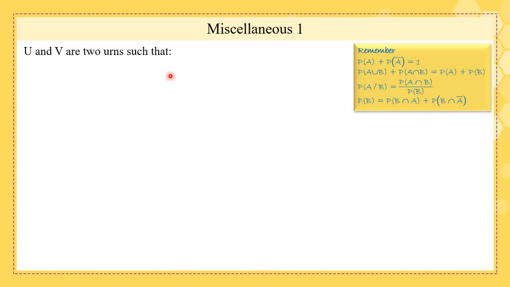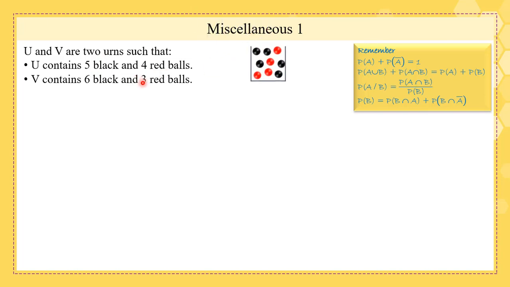Now U and V are two urns such that U contains 5 black and 4 red balls. This is U. And then V contains 6 black and 3 red. And this is V. So we have two urns. One urn is selected randomly. Now pay attention here, the probability of selecting U is half and the probability of selecting V is half, because we have two urns and we need to select one of them randomly.